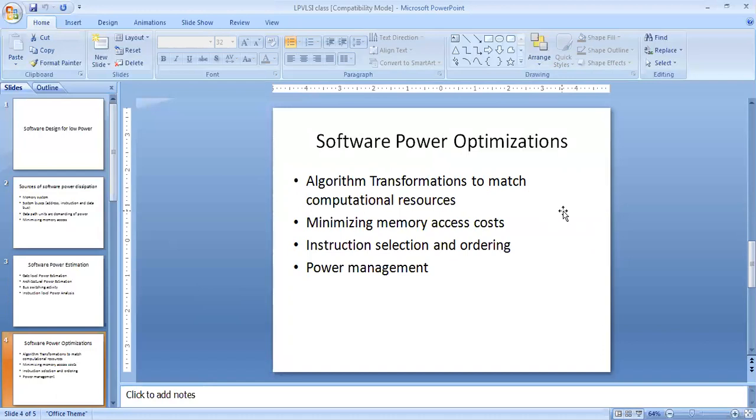Optimization of software power is similar. Software power optimization for minimum power or energy tends to fall into two categories. One is selection of the least expensive instruction or instruction sequences. The other is minimizing the frequency or cost of memory access. So you have to minimize the memory access and select the least expensive instructions.